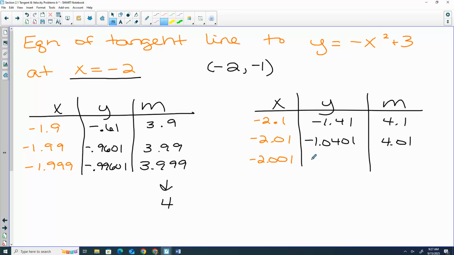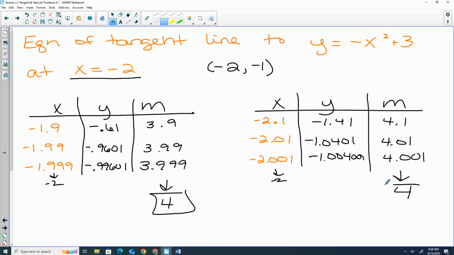And Tanner, what did you get for yours? Negative 1.004001. And what did you get for your slope? 4.001. So what are my slopes approaching? 4. So we can see as my x value is getting close to negative 2, my slope is getting close to 4. So the slope of our tangent line is 4.